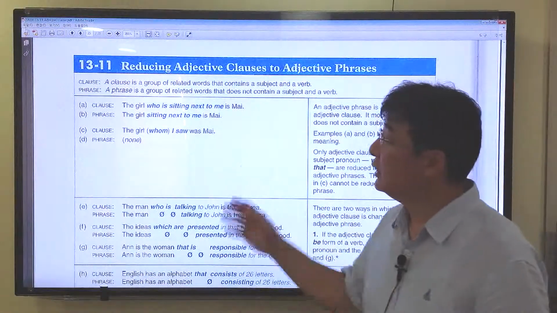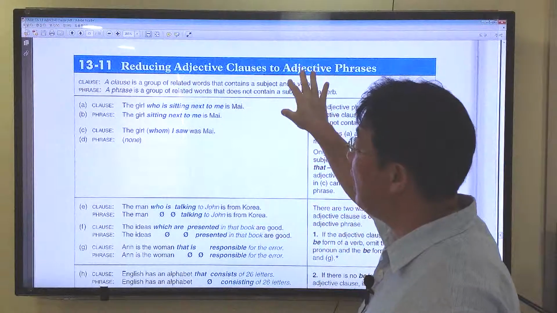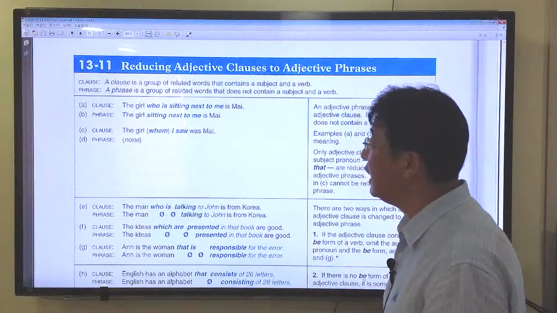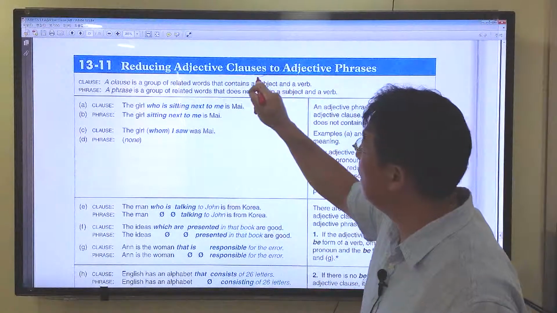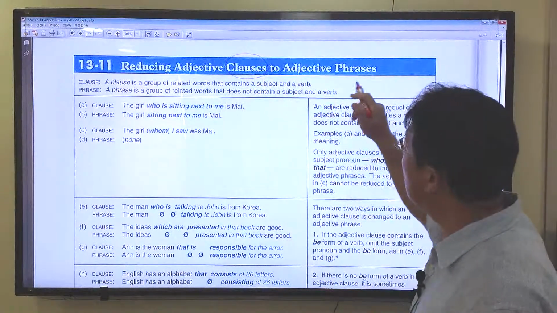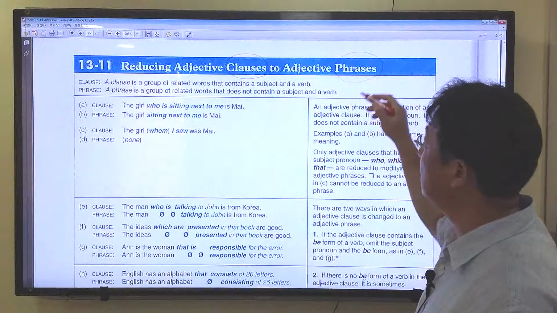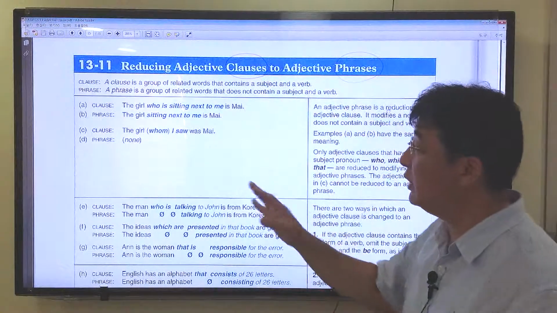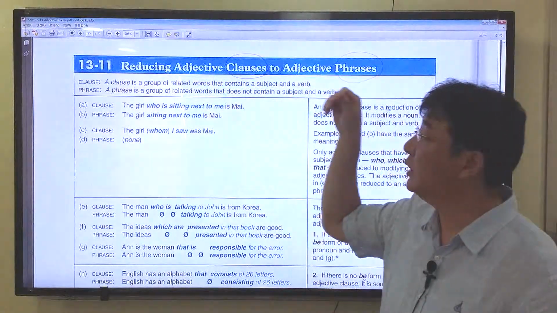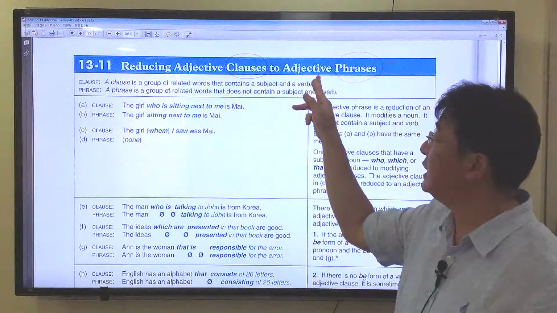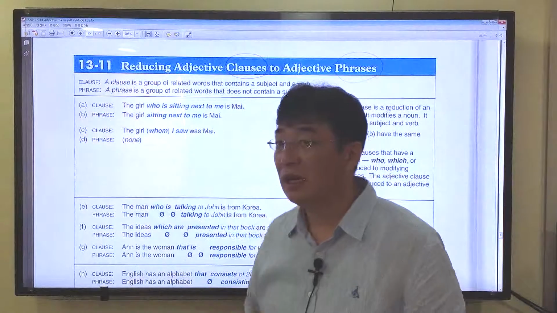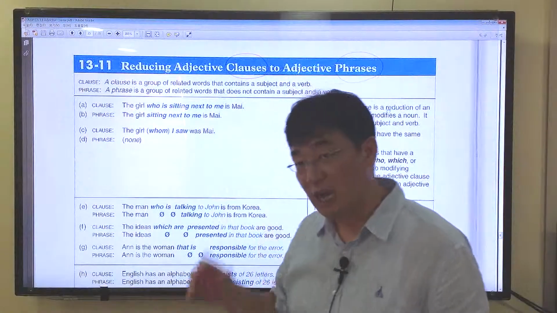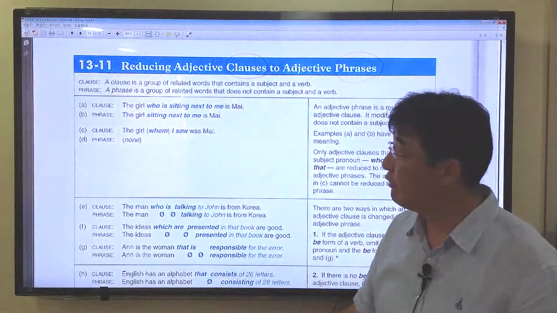Good. So chapter 13, table 11, reducing adjective clauses to adjective phrases. The key things are converting from clauses to phrases, okay? So you are still dealing with adjective clauses, but you're gonna convert them into adjective phrases. Okay, here's another basic review of the concepts of clauses and phrases.